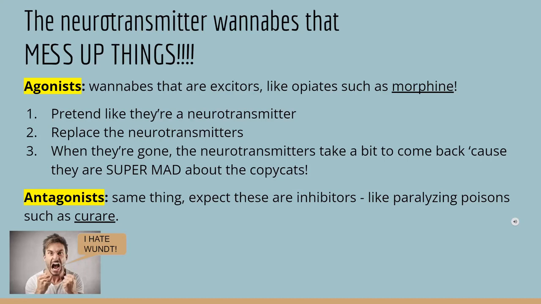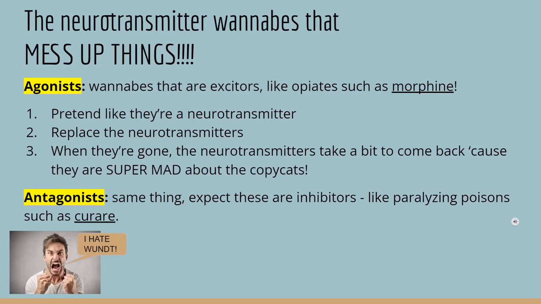But when they're gone, the neurotransmitters don't go back immediately. So then there's nothing to send the message, because they're super mad about the stupid copycat wannabes. But that's not good. That's the reason why people are addicted, and it is very difficult to get off of these types of drugs. Because think about it. They pretend they're the neurotransmitters. When it's gone, so you're no more morphine, what happens? There's nothing there to relieve the pain. No more neurotransmitters, because they replaced them. They made them mad. That is why such pain happens from withdrawals.